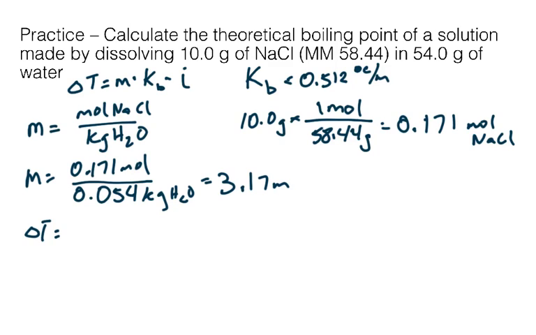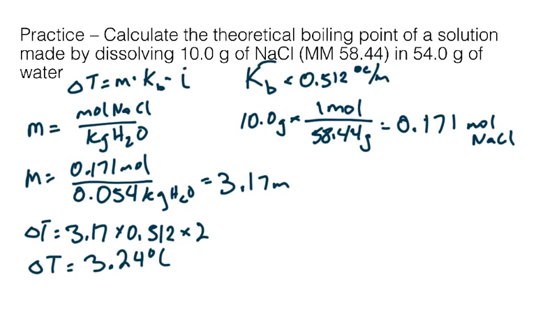So my change in boiling point is 3.17 times 0.512 times 2 for my Van't Hoff factor for sodium chloride. So my change in boiling point is 3.24 degrees Celsius. So my new boiling point, remember boiling point is elevated. The normal boiling point of water is 100. So my new boiling point is going to be 103.2 degrees Celsius.